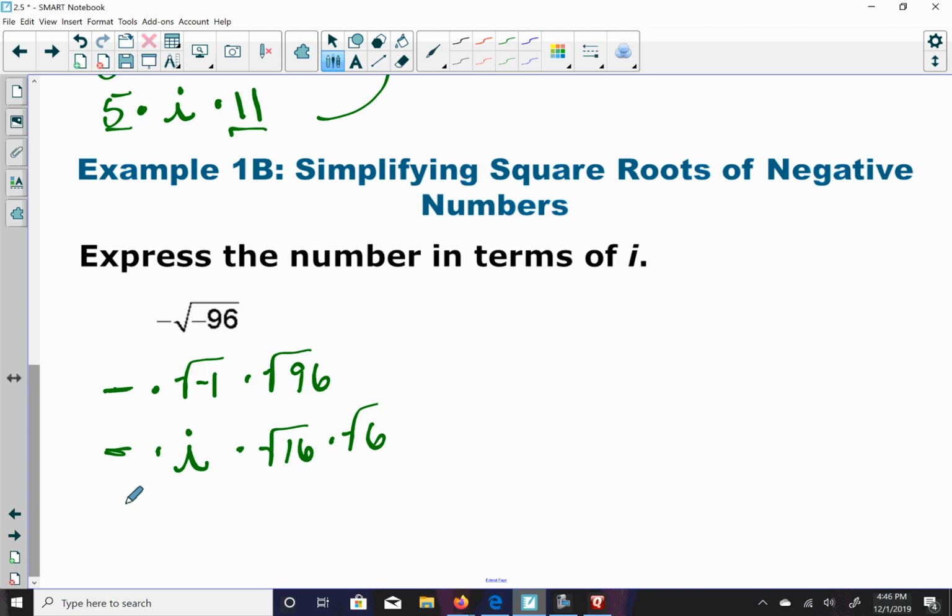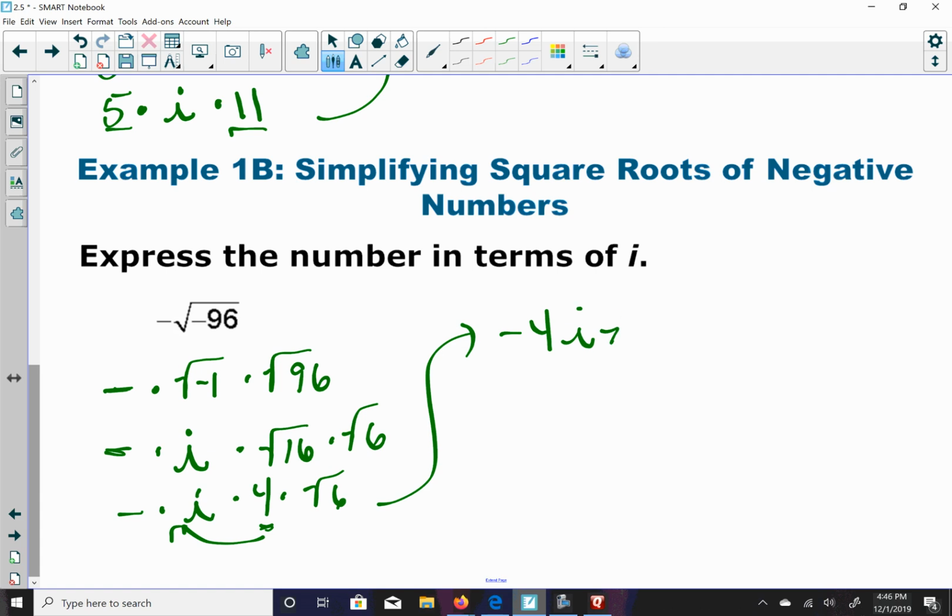The square root of 16 is 4, so this will be negative times i times 4 times the square root of 6. When I write this, I'm going to take my real number and put it out front of the i. So I'm going to write -4i times the square root of 6. That's one way to do it.